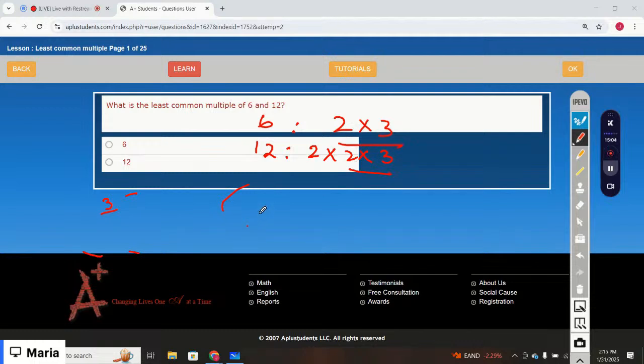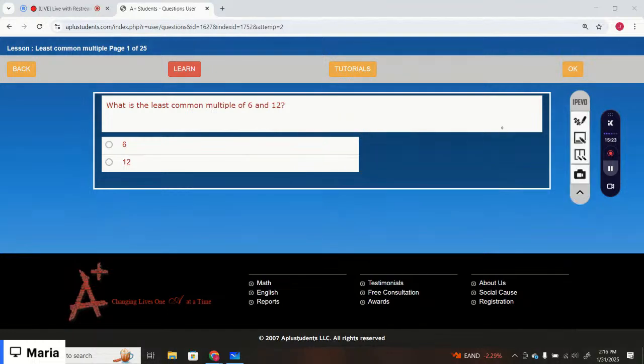2 times 3 is the common multiple, right? And the non-common multiple is 2. Basically, for the LCM, you have to multiply the common multiples of both the numbers and the non-common multiples. So that is 3 times 2 is 6 and 6 times 2 is 12. So the correct option is 12. The least common multiple of 6 and 12 is 12. Got it?